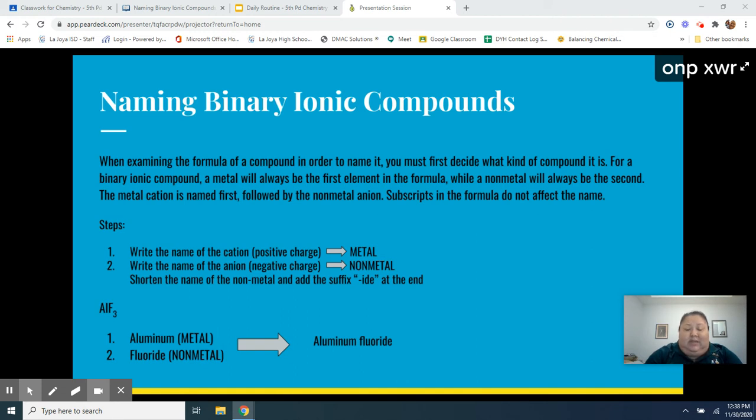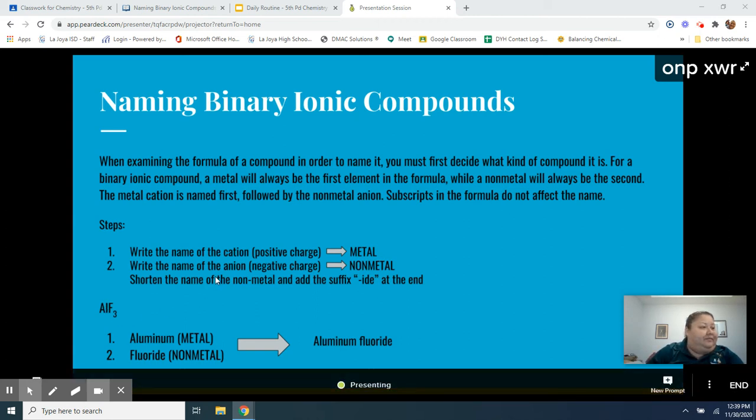AlF3, it's now going to be called aluminum, right? We're not changing the first metal name. Although the non-metal, your second element, fluorine, changes just like Oscar said or typed in the chat: fluoride. AlF3, its proper name is aluminum fluoride. Excellent. Any questions in the example?